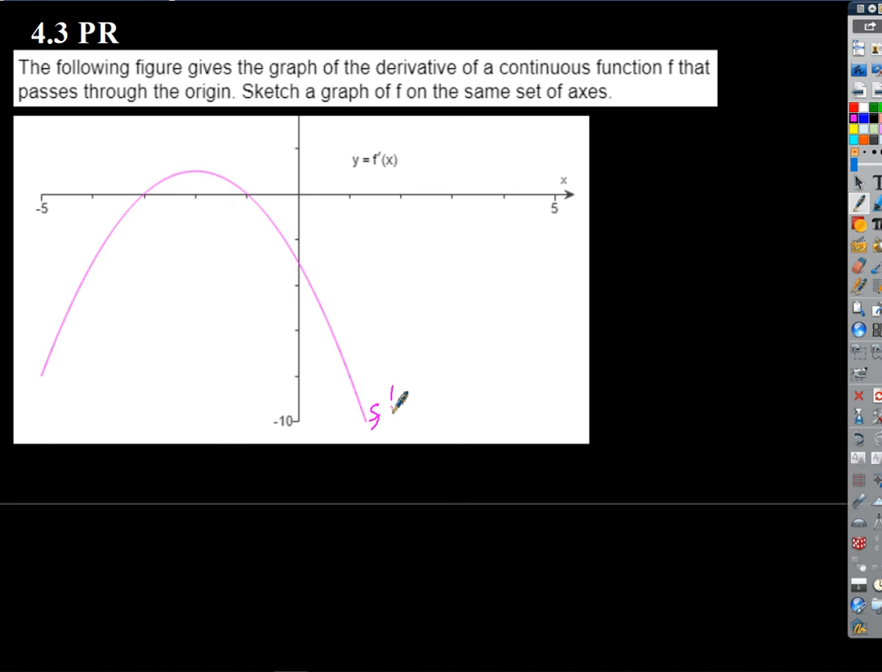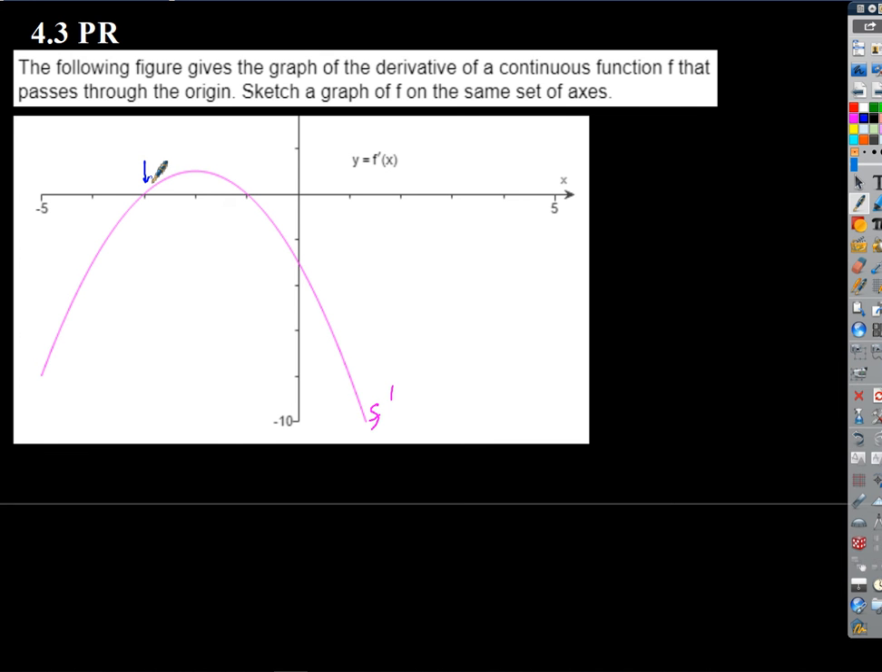If that's the derivative, what are some things you can tell me about the function? So it's going to be cubic, yeah. Good. So what's going on at that place right there? What's the value of the derivative? 0. So what's that tell you about the shape of the curve? It's got to have a horizontal tangent, right?